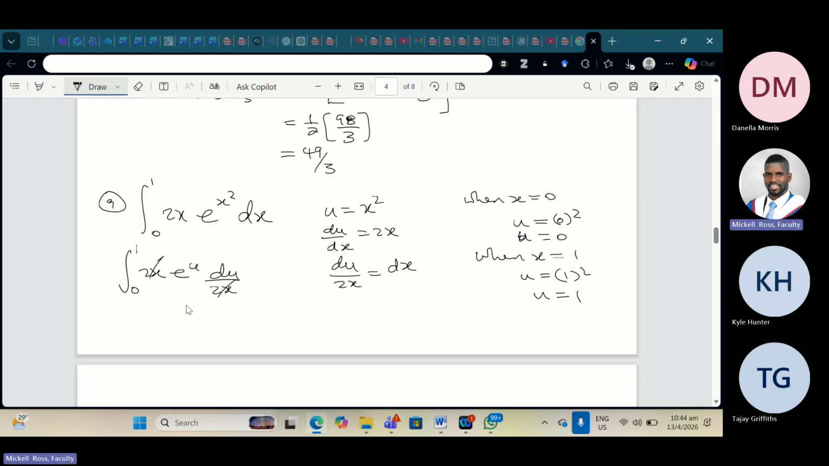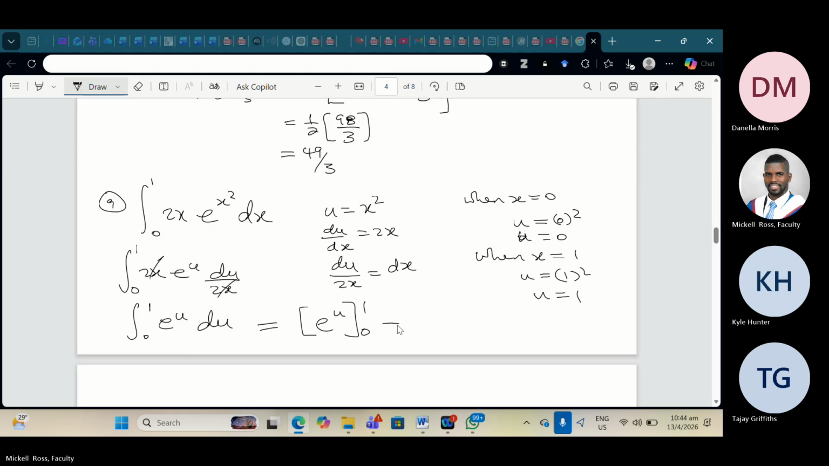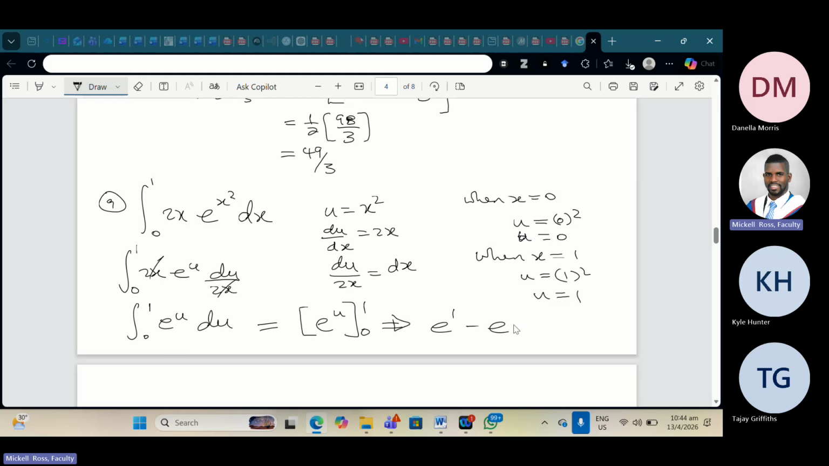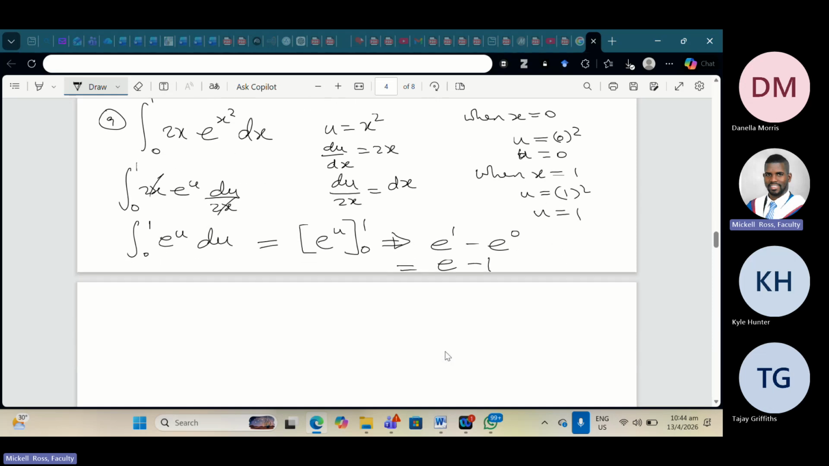This 2x will cancel with those 2x. So we're going to get the integral from 0 to 1 of e to the u du. Integrate e to the u, we just get back e to the u. And it is from 0 to 1. So this is when u is 1 minus when u is 0. So we're just going to get for the final answer e minus 1. Anything raised to the power of 0 is equal to 1, and anything raised to the power of 1 equals itself. So we'll just get e minus 1.